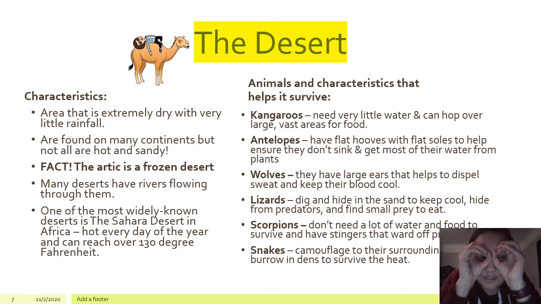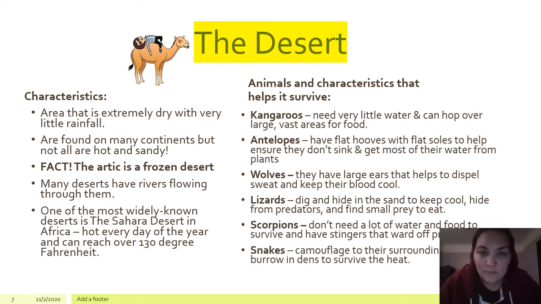Another cool thing is that deserts have rivers flowing through them, and one of the most widely known deserts is the Sahara Desert in Africa. It's hot every single day of the year and can reach over 130 degrees Fahrenheit. That's way too hot. That's way too hot for me.